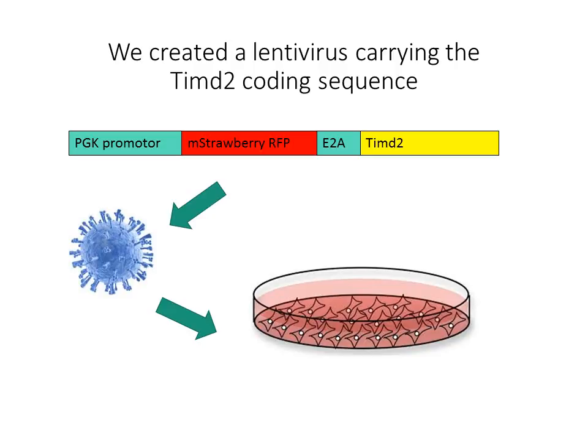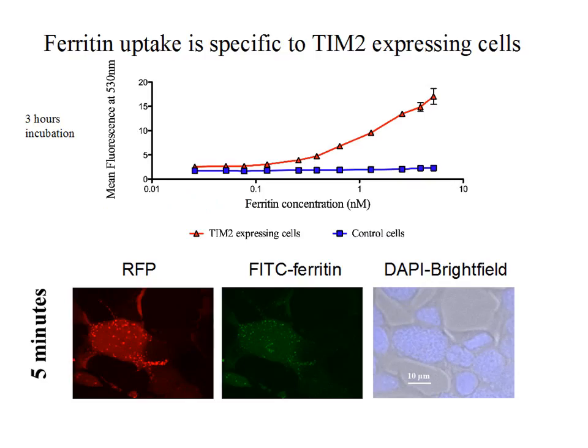We then transduced, in this case, HEK293T cells with this lentiviral vector. The cells expressing Timd2 would also express mStrawberry, and so we could detect whether Timd2 was being expressed by looking for the red fluorescence from mStrawberry. So we showed that Timd2 expressing cells would take up ferritin, using initially fluorescence microscopy. So we used ferritin conjugated to FITC. FITC is a fluorescent dye, and by using fluorescence microscopy we could monitor the uptake of that labeled ferritin.